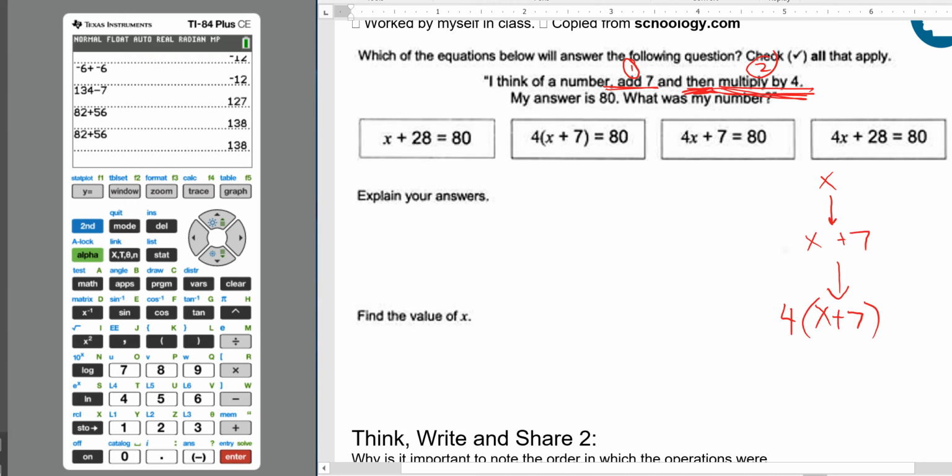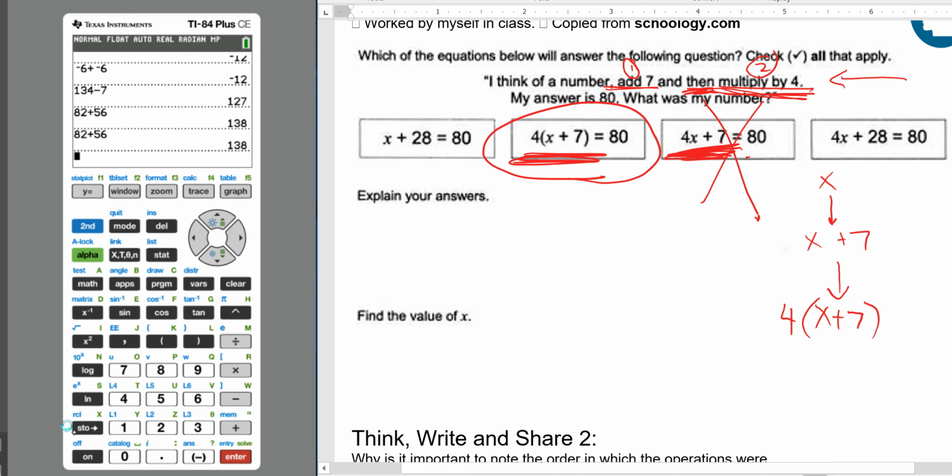So there's a very big difference between, let's say, an expression like this and one like this. This is the one we're looking for here because the 7 was added first, and then we multiplied by 4. This is not what we're looking for here because in this case, we multiplied by 4 first and then added 7, and that's not what this problem says.